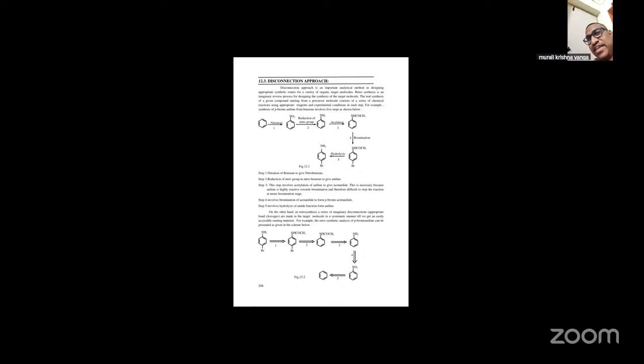For example, synthesis of para-bromoaniline from benzene involves 5 steps as shown below. When benzene undergoes nitration, it gives nitrobenzene, and reduction of this nitrobenzene forms aniline. Aniline undergoes acylation to give N-acyl aniline. This N-acyl aniline undergoes bromination to give para-bromo N-acyl aniline. Then hydrolysis takes place and para-bromoaniline is formed.